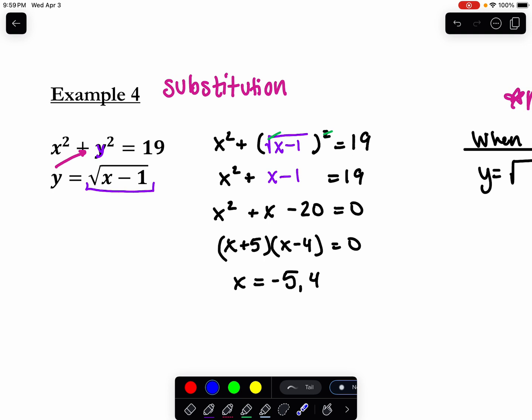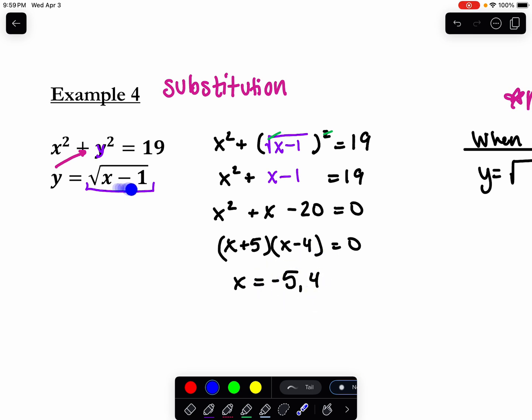When you go through the steps of solving a quadratic, you're going to subtract 19 over to set it equal to 0. Then you have this quadratic here. So what two numbers multiply to negative 20 add to positive 1? That's 5 and negative 4. The zero product property tells us that x is negative 5 and positive 4. So we solved by substitution, and we got our two x values.